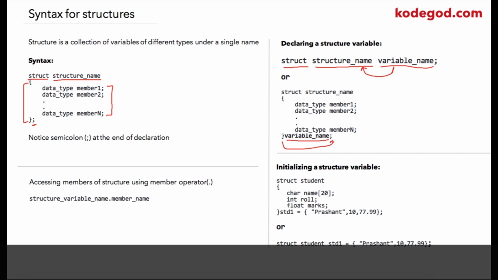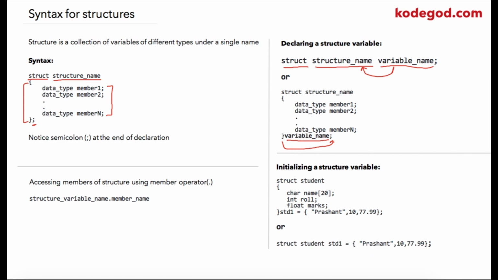Now let us check how we can access data members of a structure. So this is your variable of type structure, and we use a dot operator, and after that we write the member name. So if I have a structure student and inside it there is a variable role, then if we declare a variable of type student, which is the structure, then we can access role using this syntax, that is std1.role.